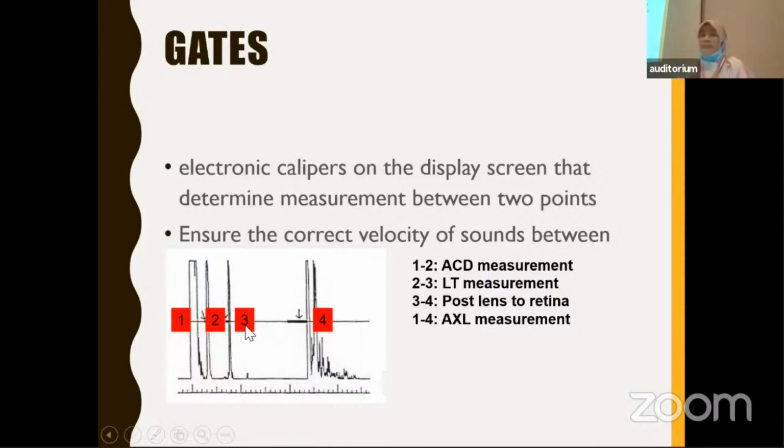When we do the biometry, we have to check the gate is in the correct place.